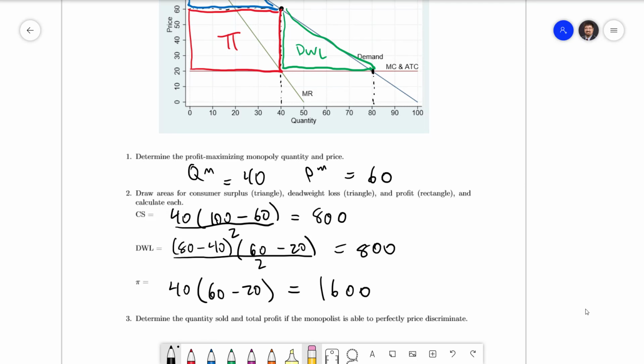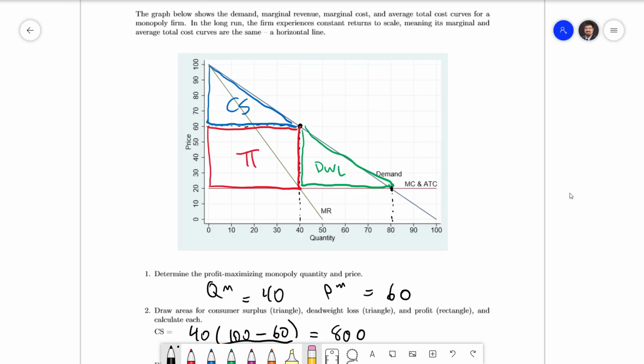The last thing we're asked to do here is to determine the quantity sold and total profit if the monopolist is able to perfectly price discriminate. Going back to the graph, if the monopolist is able to perfectly price discriminate, they can charge an individualized price to every single consumer along this graph.